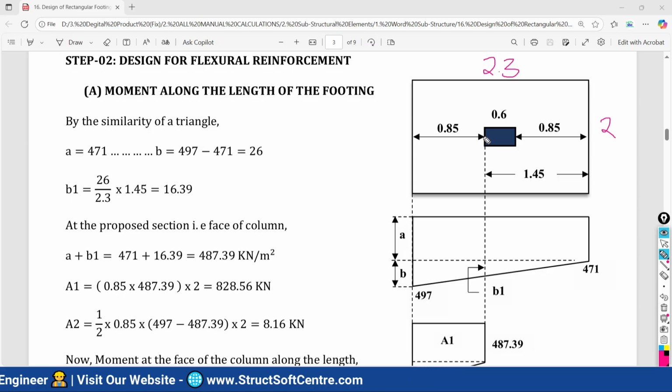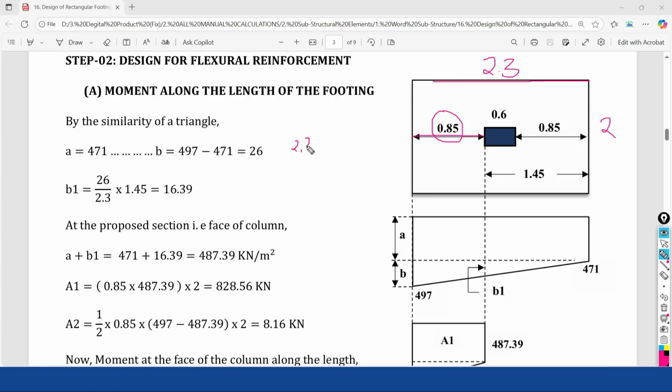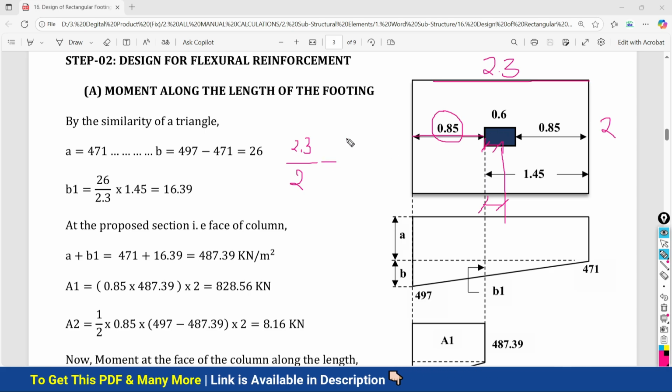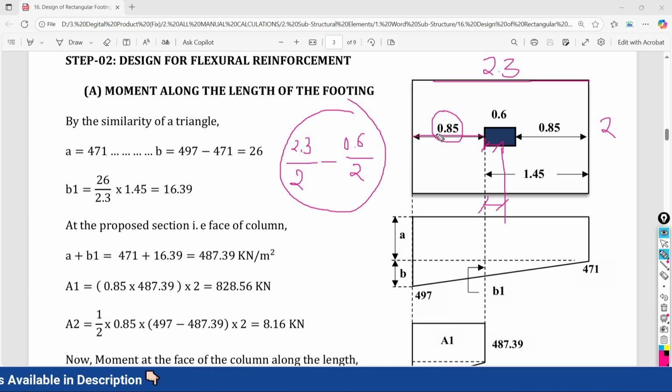So first we need to calculate this projection, how this projection is coming from the face of your column. That's very simple. That is the total length, 2.3 divided by 2, so you are at the center. Now you also have to subtract half of your column depth. The column depth is 0.6 meter and half of that is 0.6 divided by 2. If you do this calculation, you will come to know the projection. So the projection will be 0.85.